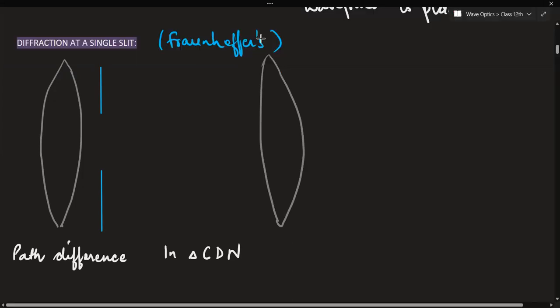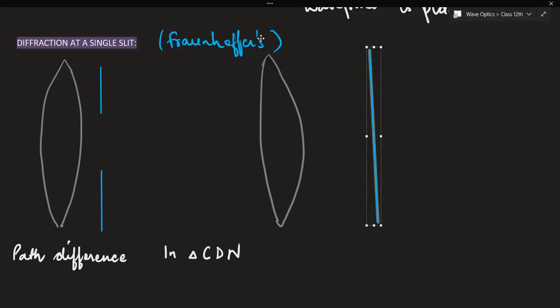Hamza, what about your experiment, your investigatory project? Where have you reached? What did you decide? Let me know.